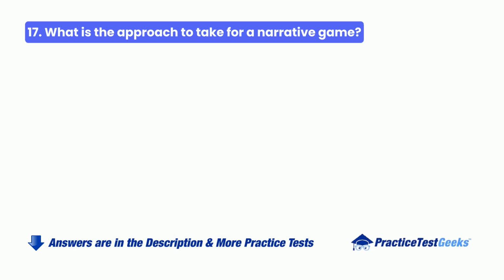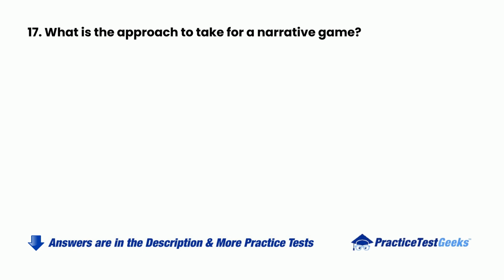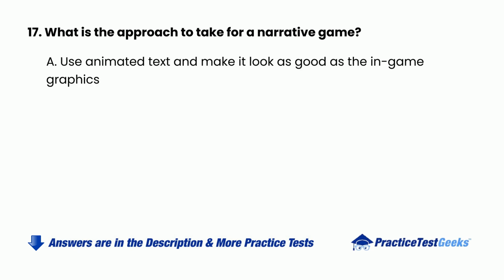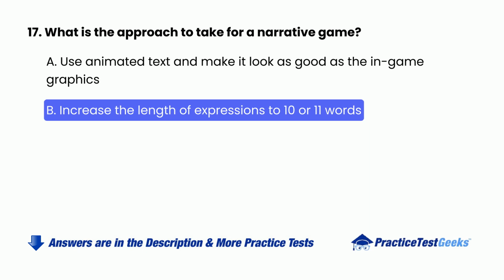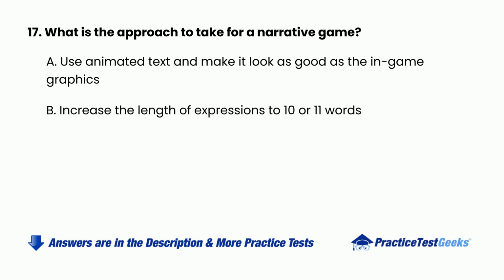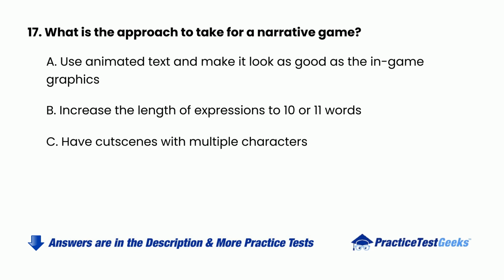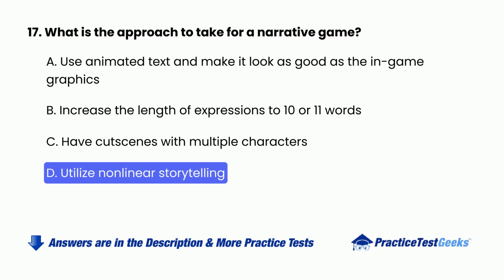17. What is the approach to take for a narrative game? A. Use animated text and make it look as good as the in-game graphics. B. Increase the length of expressions to 10 or 11 words. C. Have cutscenes with multiple characters. D. Utilize nonlinear storytelling.